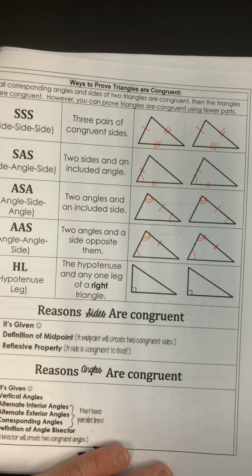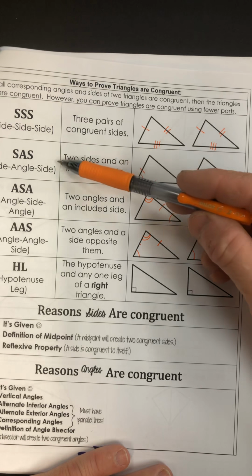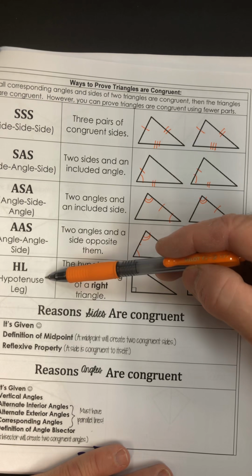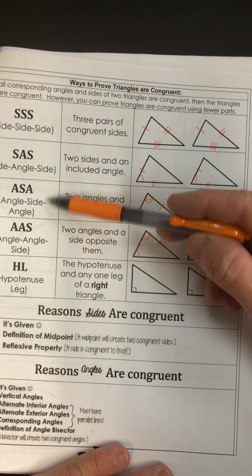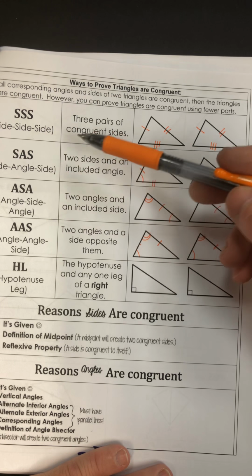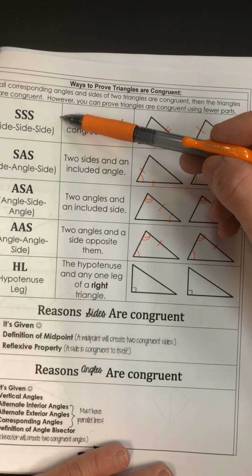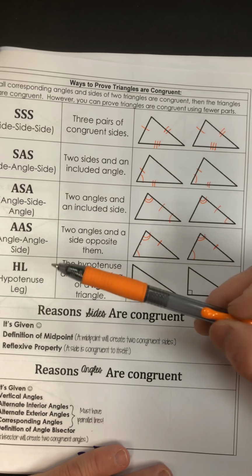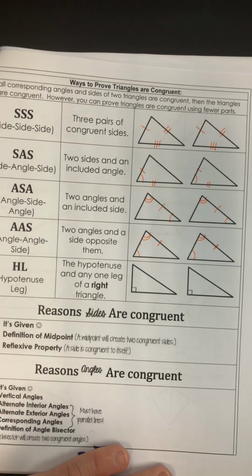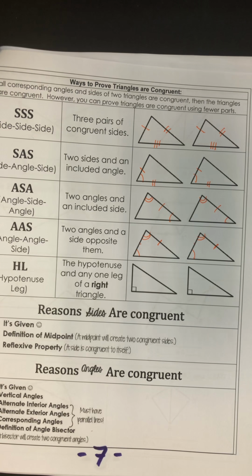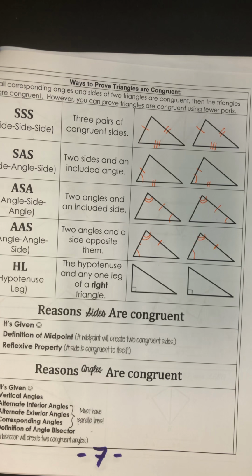To prove two triangles congruent, for all of these, you're going to need an angle and a side somewhere, whether it's in this combination, this combination, or this combination. This one is just three sides, so it doesn't need an angle. But this last one, hypotenuse leg, is when you have a right triangle, but it's not always when you have a right triangle. So it's not always, okay?